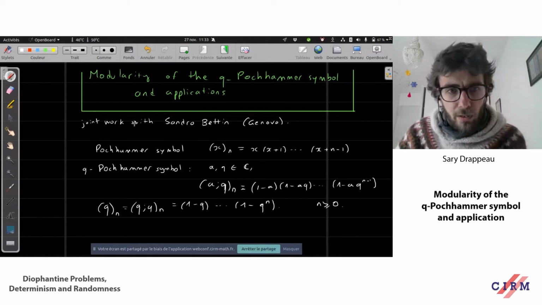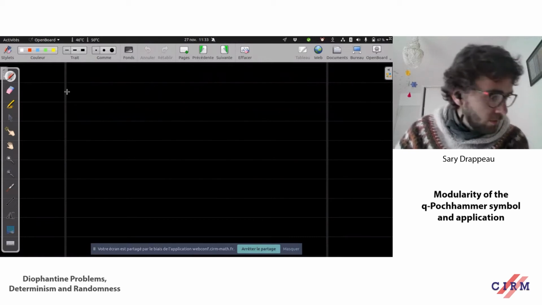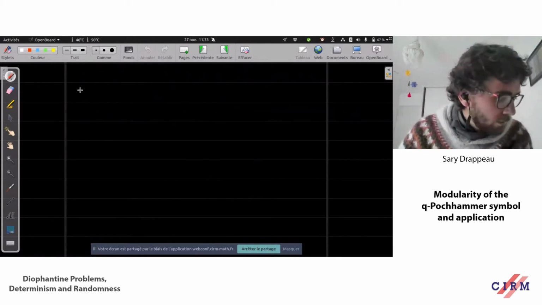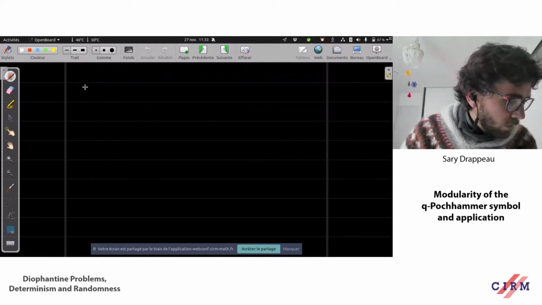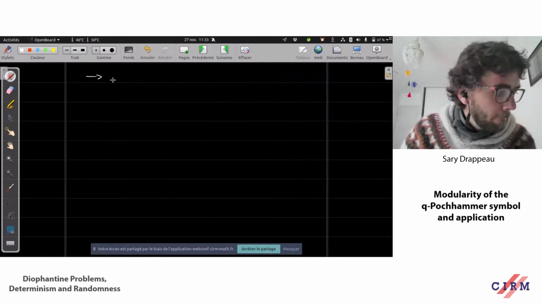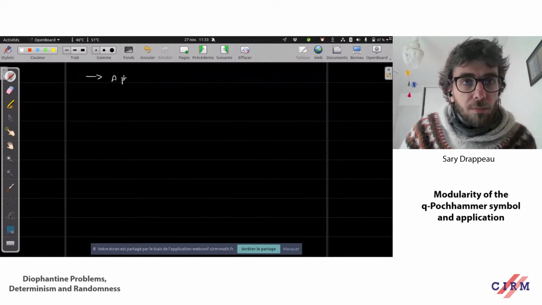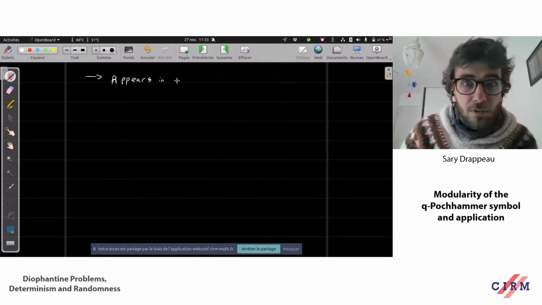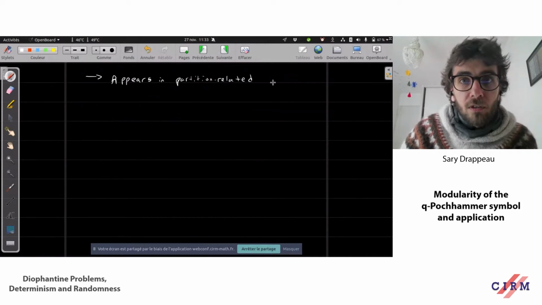So why are people interested in this? There are many reasons. I will quote four connected ones. It appears in partition-related generating series. My handwriting is usually bad, and now it's even worse. If you can't read a word, please tell me.